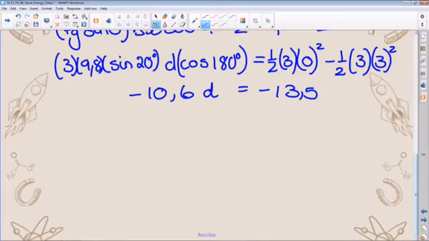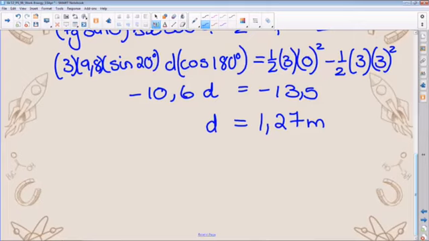So now, how do I know I've done this correctly? I'm going to get a positive distance. So now I'm going to go minus 13.5 divided by minus 10.6, and I get 1.27 meters. Don't get too stressed about the distances. Remember, the force isn't very big. It's 10.6, so it's not going to go a very far distance. And it's going against gravity, so it's not doing anything useful. It's got to stop eventually.